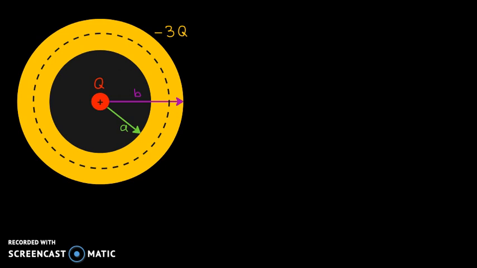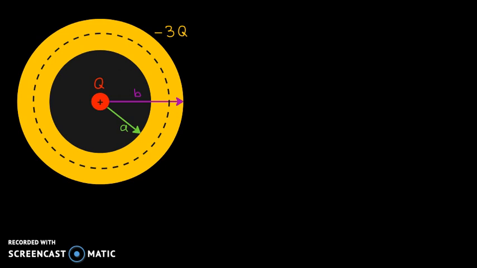So the electric flux through this Gaussian surface within the spherical shell, inside the material, has to be equal to 0, meaning the charge enclosed within this Gaussian surface has to be equal to 0. But we have a point charge of plus Q at the center. So how can we have total charge enclosed equal to 0?